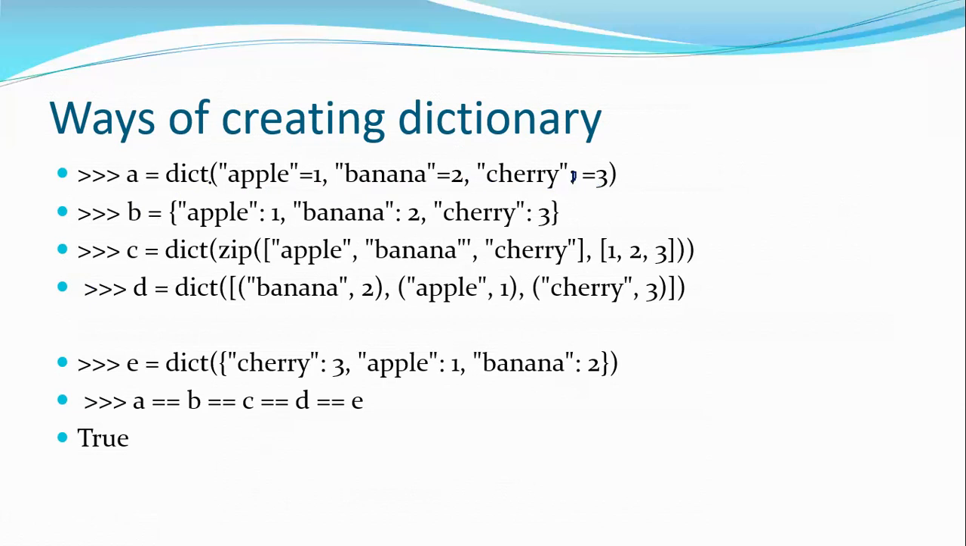So dict of: I'm converting these statements separated by commas into a dict. Similarly, I can also create a dictionary as B is equal to, inside curly braces, apple colon 1, comma banana colon 2, comma cherry colon 3. This is another way of creating the dictionary.